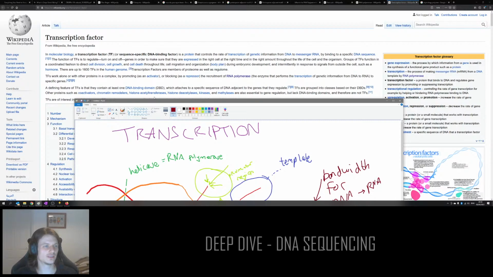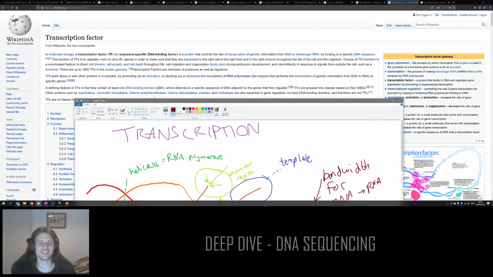Okay, so the function of transcription factors is to regulate or turn on and off genes in order to make sure they're expressed in the right cell at the right time and in the right amount throughout the life of the cell and the organism. Groups of transcription factors function in a coordinated fashion to direct cell division, cell growth, and cell death throughout life.